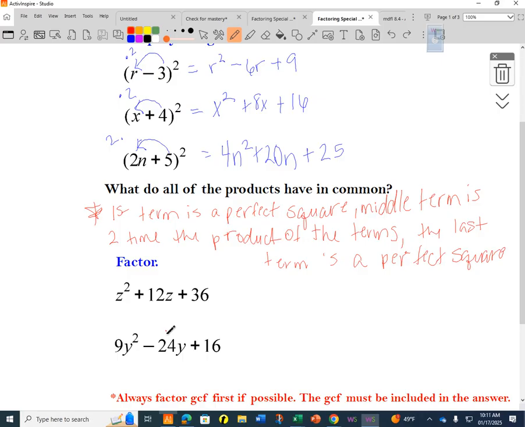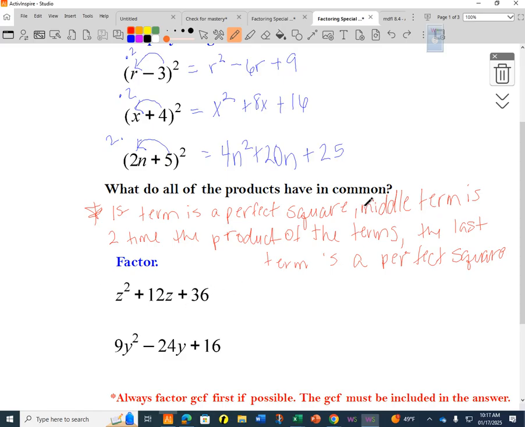So I'm going to factor this first trinomial. Well, first let's check. Is z squared a perfect square? Yes. Is 36 a perfect square? Is 12z, so this is 12, ooh, okay. I forgot, we gotta go backwards. So that is what it is in here.